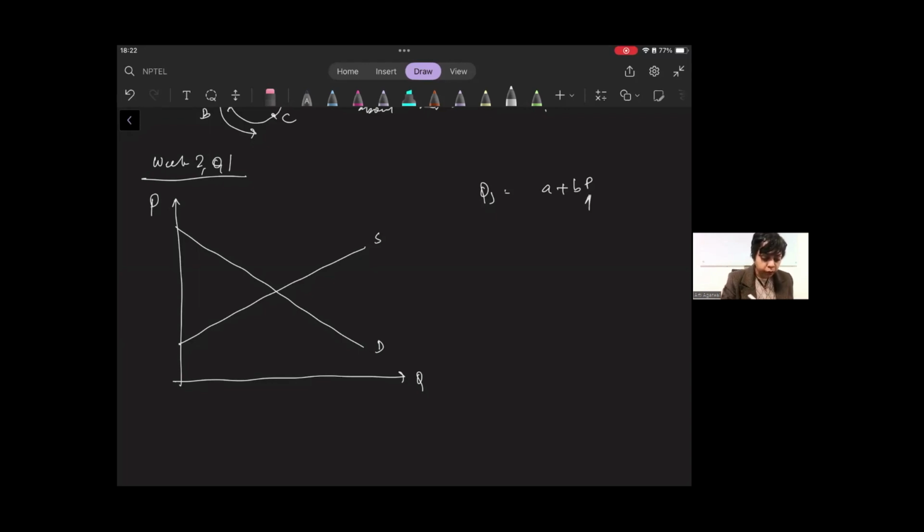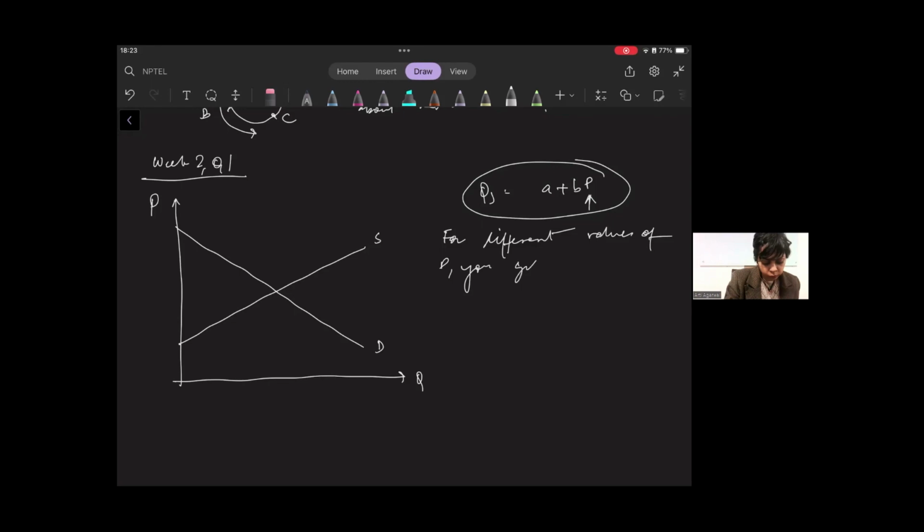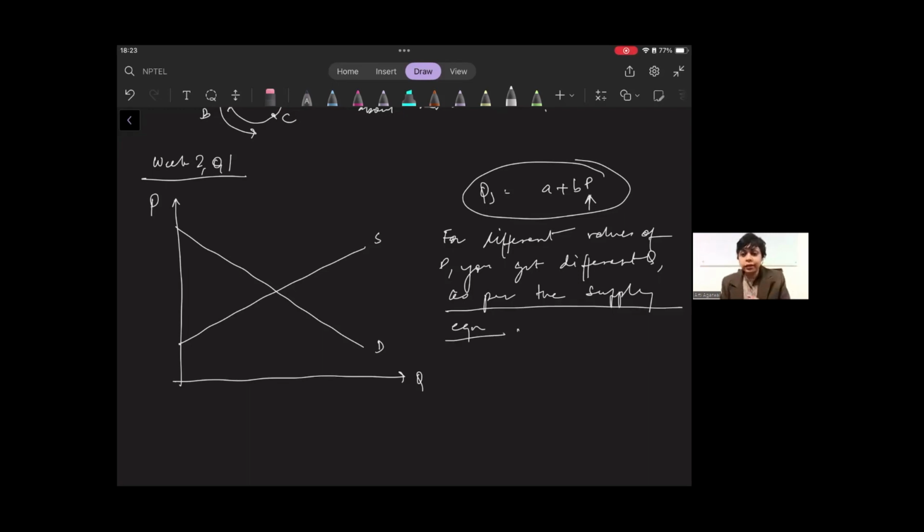This is an equation, suppose, of the supply curve. Now, if P is changing, is this equation changing? No, the equation will remain the same. For different values of P, you just get different values of QS as per the equation or supply curve. This is the important part. The equation is not changing with a change in price alone. If only the price is changing, the equation is not changing. So the curve is not going to change, right?